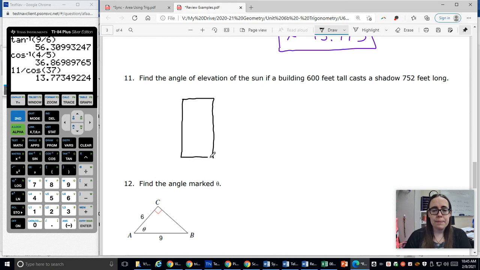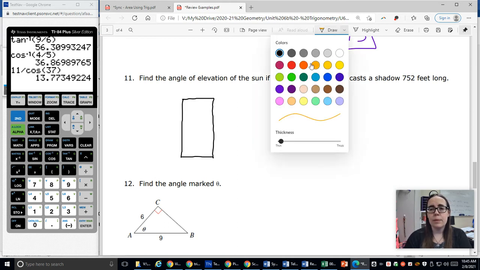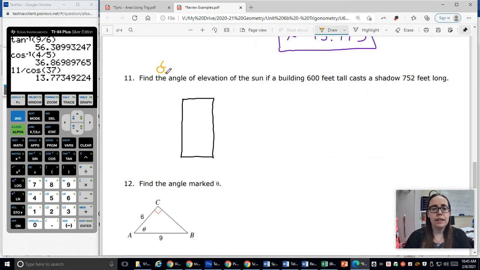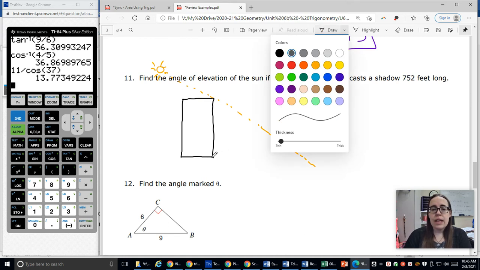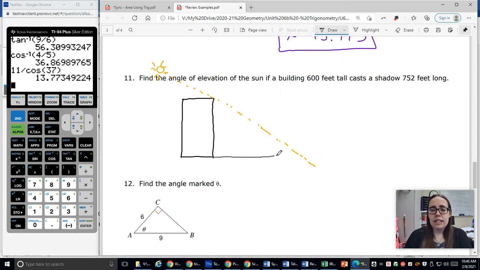So I have a building, and we're looking at the elevation of the sun. If you think about where the sun would be, it's up here, and it shines down and creates a shadow when something gets in the way of the sun ray. So the angle of elevation is when you're looking up away from the building towards the sun, and we're trying to find this angle of elevation. I know I'm doing an inverse because I'm trying to find an angle.